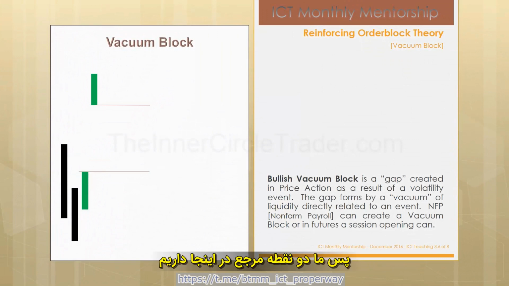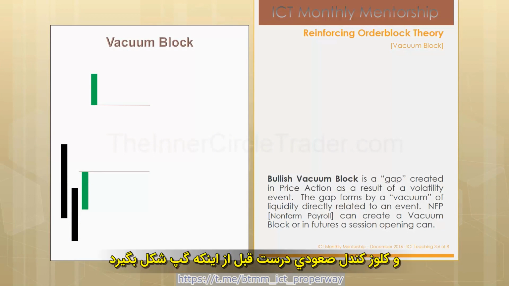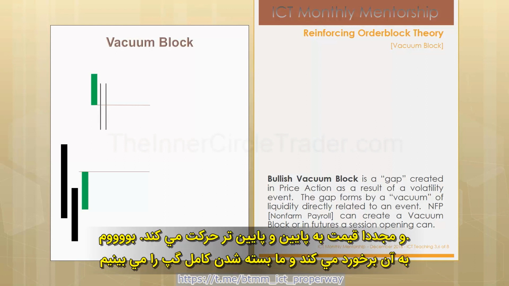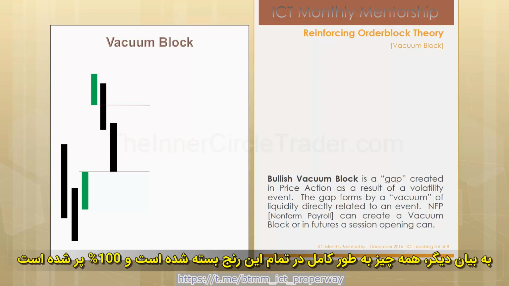So we have two reference points here: the opening of the gapped up candle and the close of the up candle right before the gap forms. And again, as price trades lower, boom, it hits that, and we would see a complete closure of the gap. That would be a full return on a vacuum block. In other words, everything has completely been closed in.